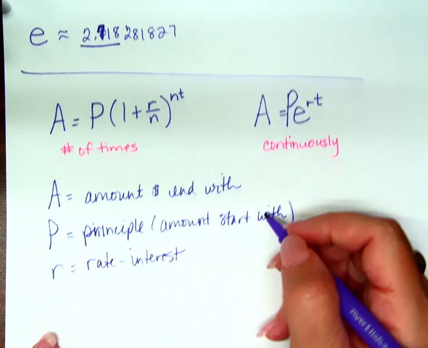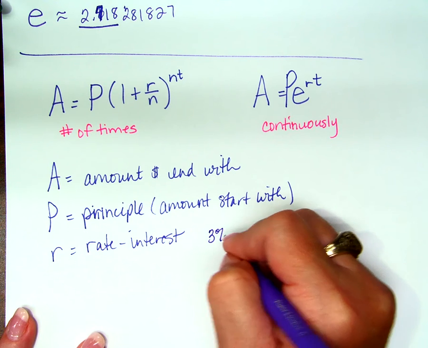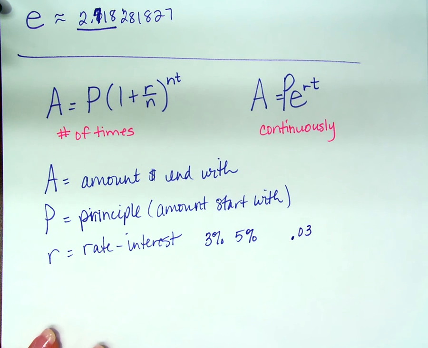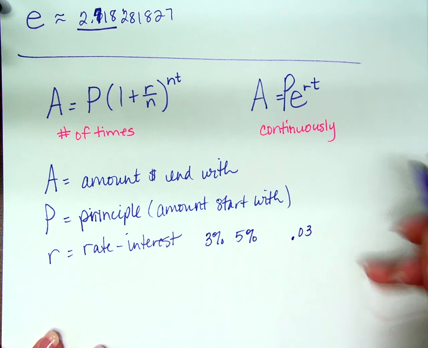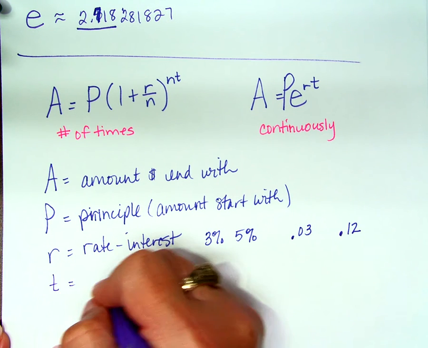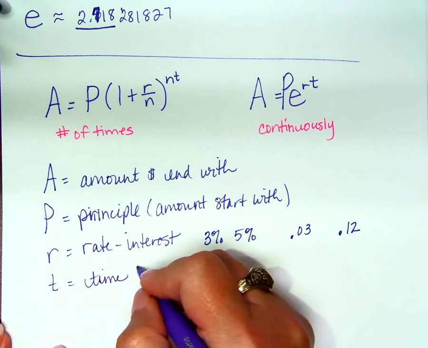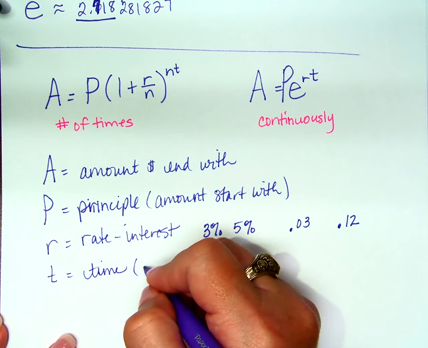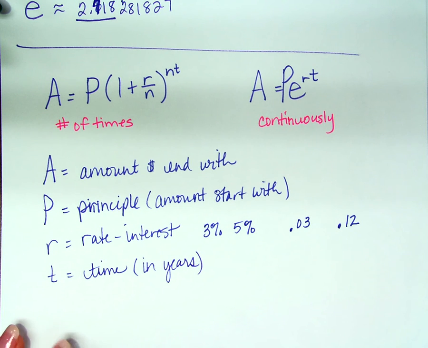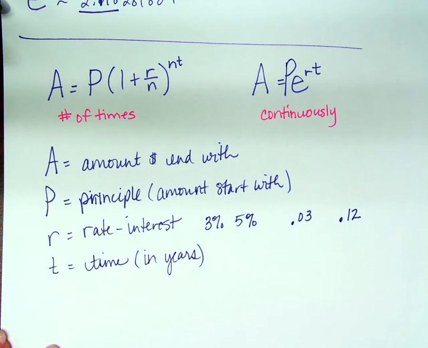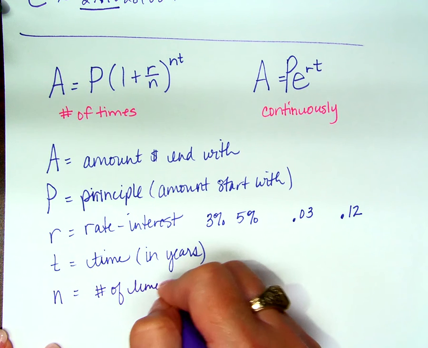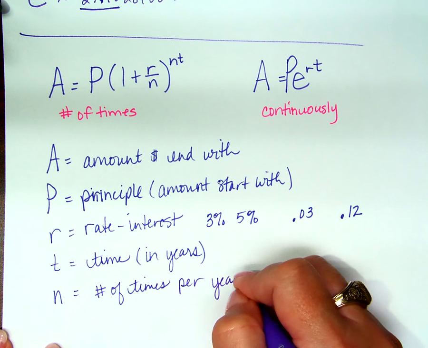The most important thing you have to remember about this is it's going to say something like 3% or 5%. And when you actually put that in the problem, you have to put it as its decimal equivalent. You can't just put in 3. You got to put in 0.03 or 0.12 if it's 12%. Something like that. T is our time. And in these particular formulas right here, we always measure our time in years, unless it specifically says something else, but even then, it's typically years. And then N is the number of times per year that the interest is compounded.